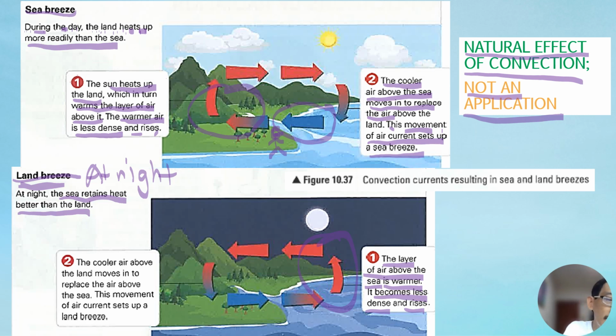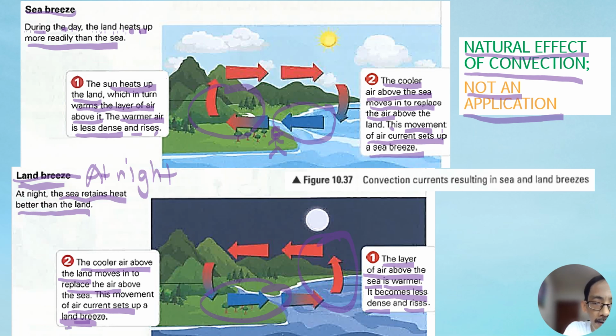Similarly, on the other side, the air above the land is actually cooler. And what happens is that this cooler air will then move out into the sea to replace the warm air above the sea that has risen up. So again, because of this movement of the warm air up and the cooler air from the land towards the sea, we will then set up this convection that we call sea breeze. Oh, sorry, my apology, land breeze, land breeze.